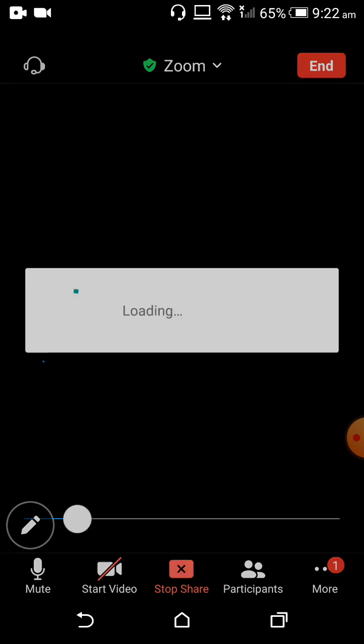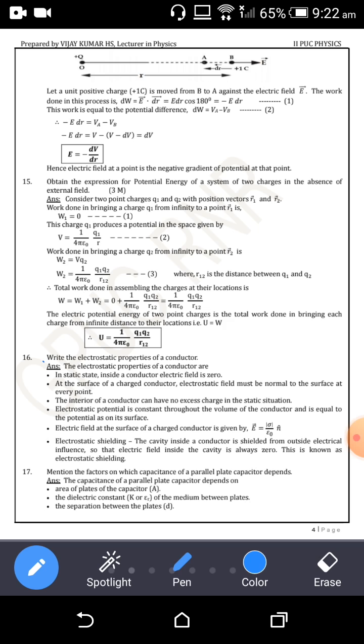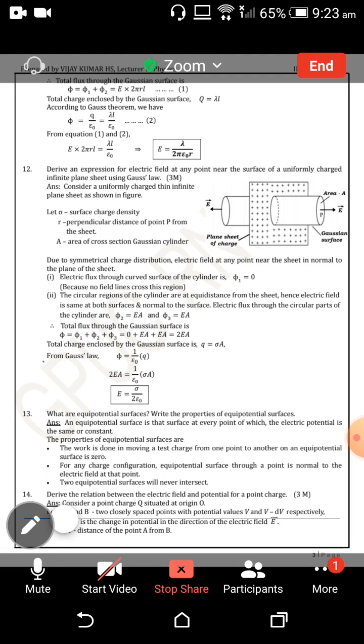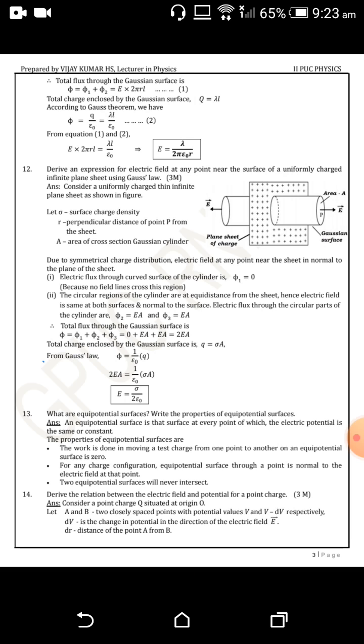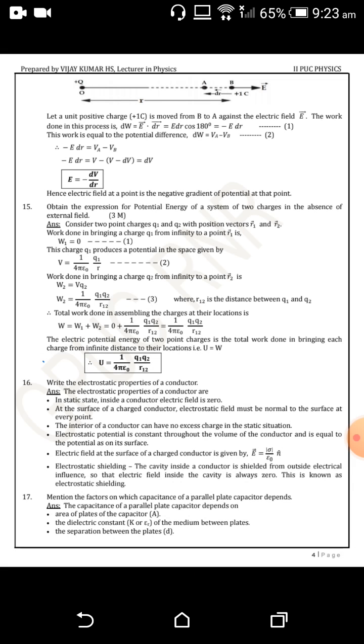When you see the figure you will come to know. dr is the distance of the point A from B, so the distance between A and B is dr. Now we need to move a positive charge from B to A against the electric field of charge q.